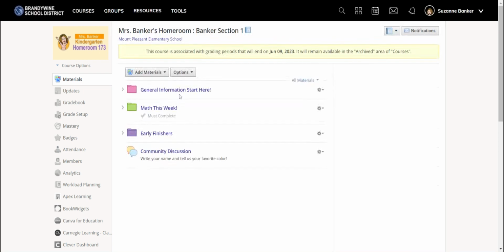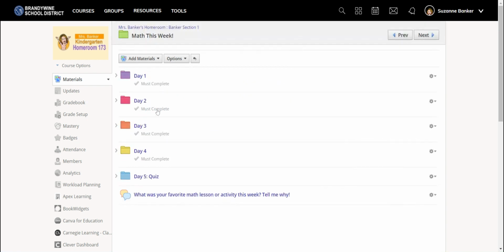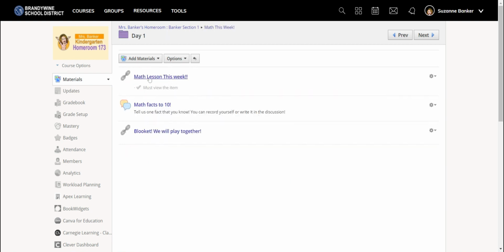All right, and then this is the math this week. We have it in this folder. And again, I would go over this with the children ahead of time to make sure that they know where to go. But they have everything color coded. I have my day 1 and what they have to complete for the first day. I have a little recording of what they're doing, and then their math facts to 10. And that will play book it when everybody has finished day 1.